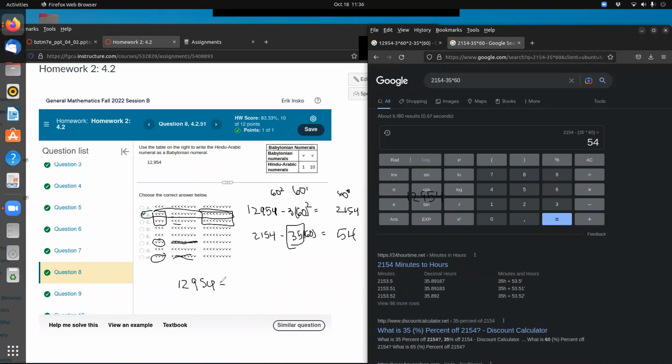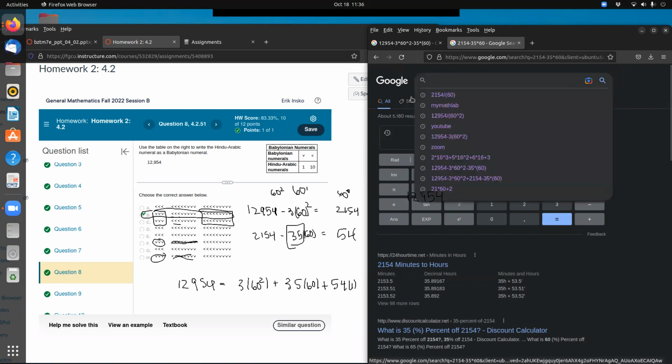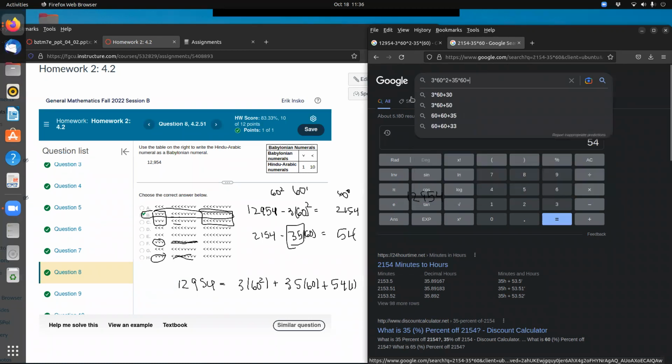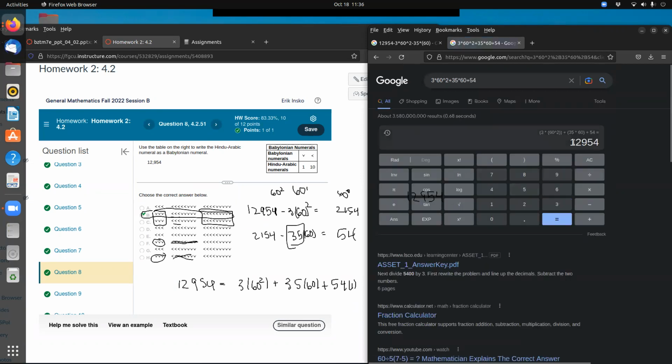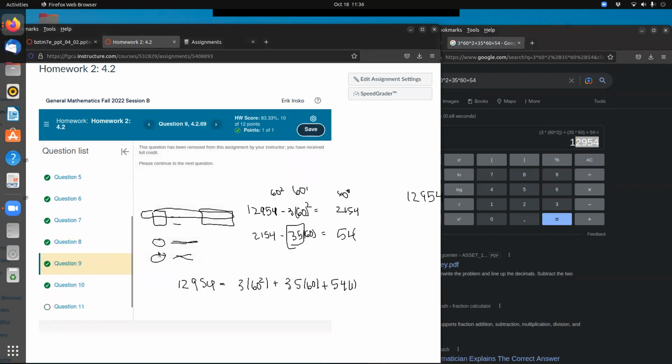12954 is equal to 3 times 60 squared plus 35 times 60 plus 54 times 1. So it's really like what we've been doing. It just uses the little hashes or arrows, like the Babylonian system. Okay, so let me just confirm to you that that's true. 3 times 60 squared plus 35 times 60 plus 54 is 12954. Okay, so the last few questions are similar.